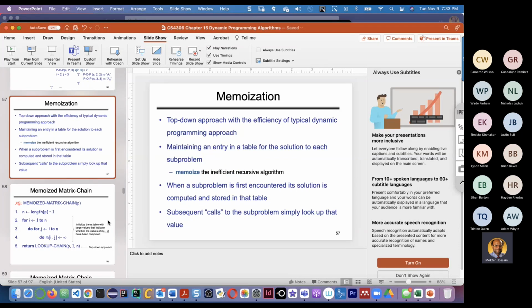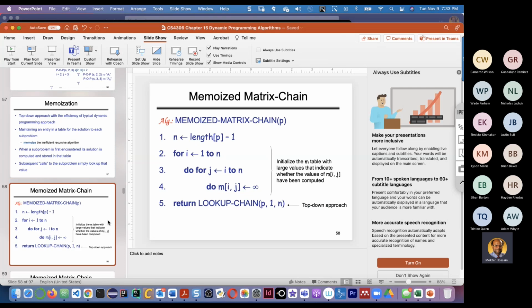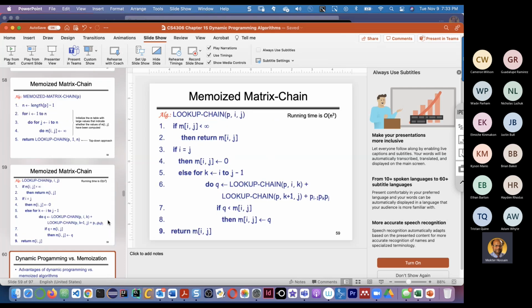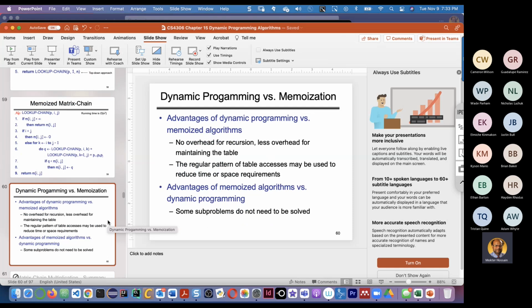Okay, the top-down process is called memoization, right? Memoization. Okay, it's not memorization, but memoization means holding the value in the previous call.